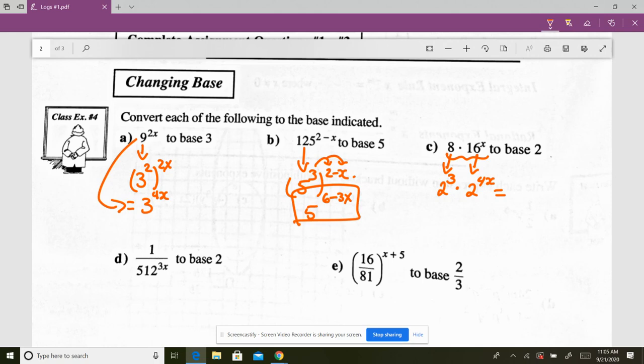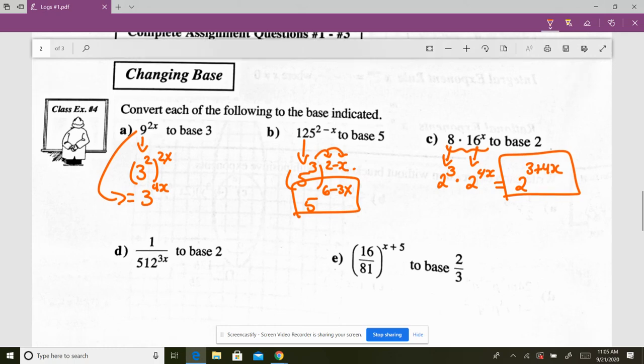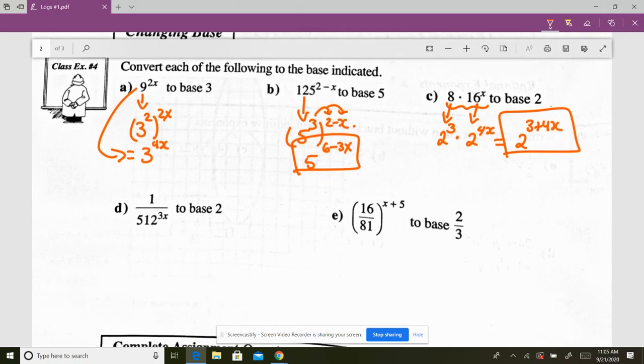Now I can combine these because the bases are the same. Multiplying, what do you do with the exponents? Add them. So it becomes 2 to the power of 3 plus 4x, because you can't add the 3 and the 4x since they're not like terms. Is that okay?